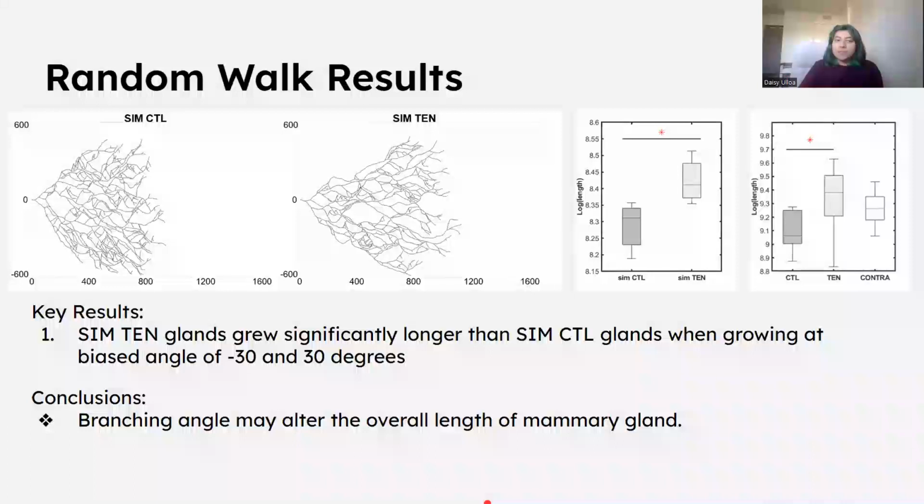So here are our results, and this is an example of a simulated tensional gland and a simulated control gland. We ran the simulation 9 times for each group at 25 generations, and we found that the simulated tensional glands did grow significantly longer than our simulated control glands, which is what we saw in our experimental groups. So this confirmed our hypothesis that branching angle may be what's attributing to that overall length in the mammary gland, and that tensional force does alter the development of the mammary gland.